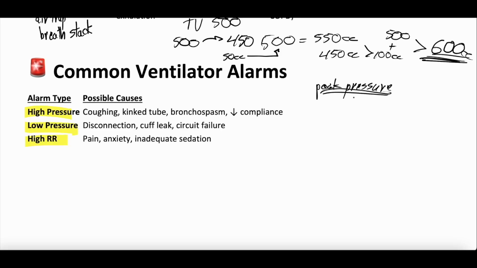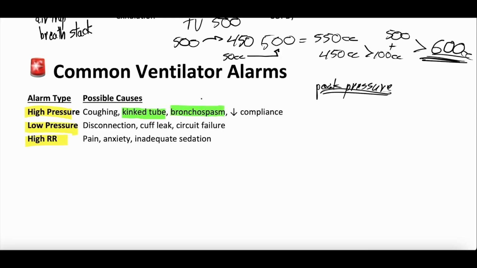And there's a quick checklist you can think of. One is something kinked. So is the tubing kinked? Is the patient biting on it? Is there a big clog in the tube? Because all that can lead to high pressure. So always run your circuit, and make sure there's no kinked tube. After that, bronchospasm can do it, if those airways are spasming and closing down.